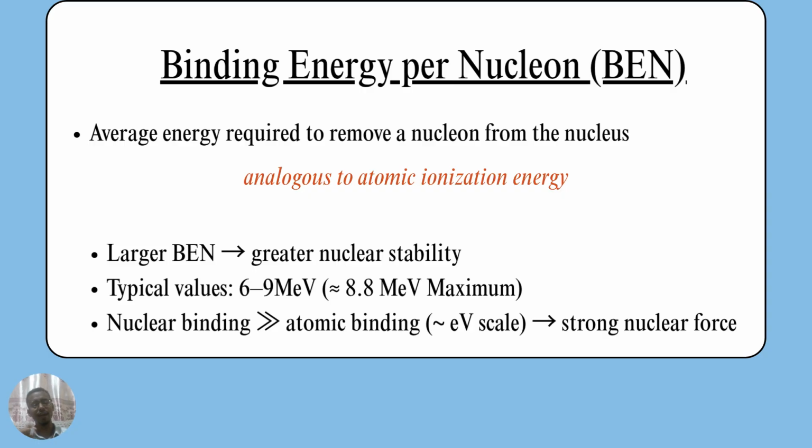So the nuclear binding energy is much greater than atomic binding energy. Atomic binding energy is on the order of electron volts, whereas nuclear binding energy is on the order of mega electron volts. So there is a very big difference. That is why the strong nuclear force plays a major role here.